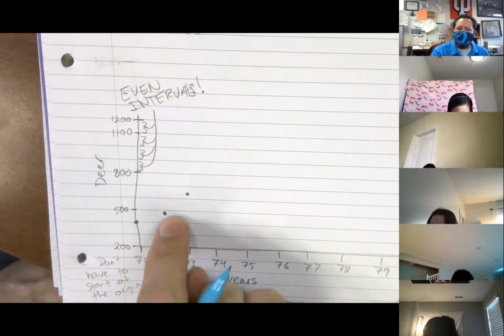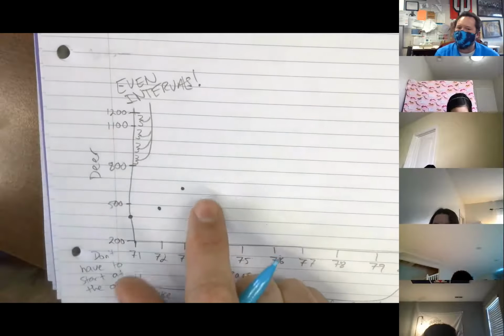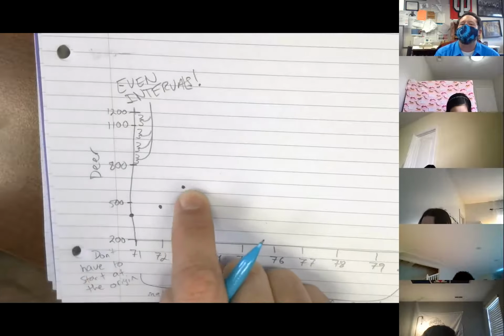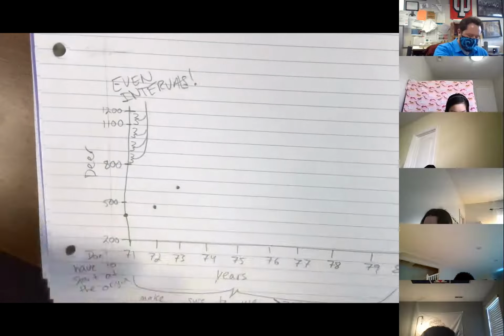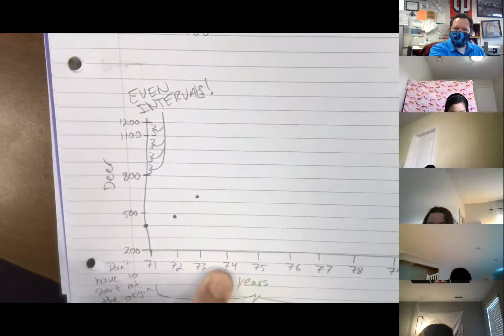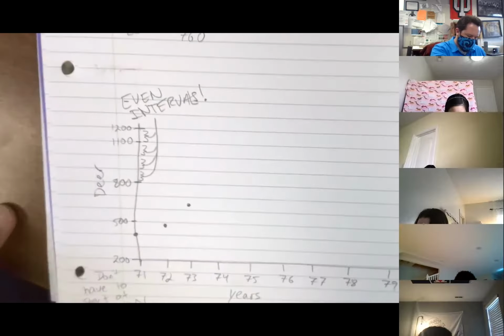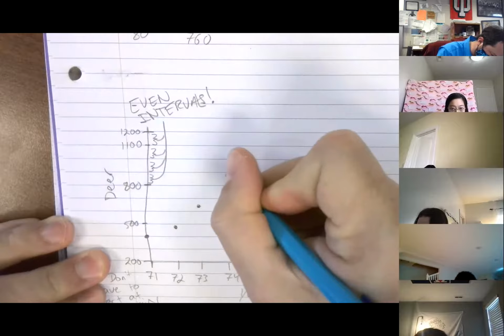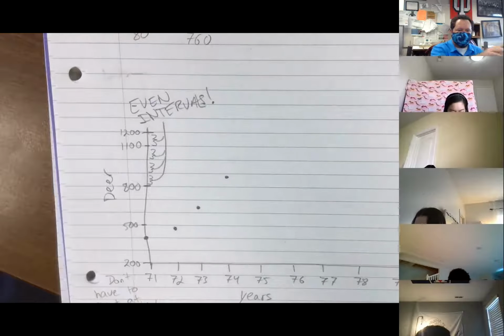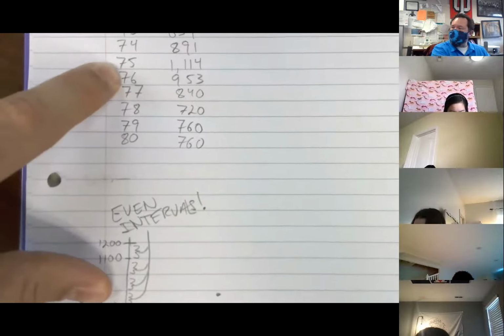Again, every blue line that I have is a 100. So I'm kind of guesstimating in between there. I think that's about 639. It's not quite halfway. It'd be 650. 74, 891 deer. Whew, now we're jumping. So that's almost 900 deer here. 75, 1,100 deer.